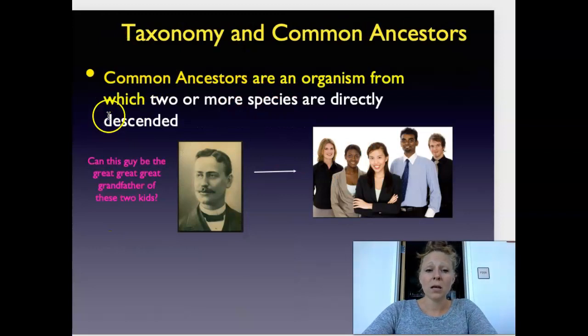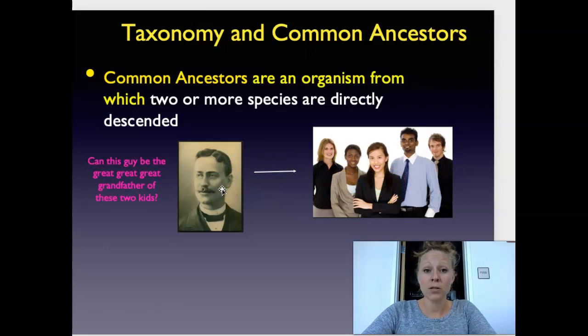And so we base a lot of our understanding of where we fall into these categories on common ancestors. A common ancestor is an organism from which two or more species are directly descended. So if we look at this group of people, even though they look different, they could potentially all be related. And this guy could potentially be their great-great-grandfather. So if this guy is all of their great-great-grandfather, then we would say that he is their common ancestor.